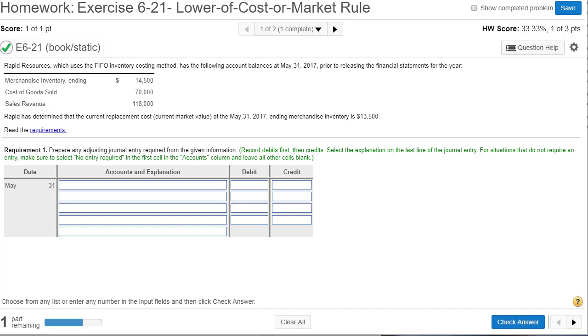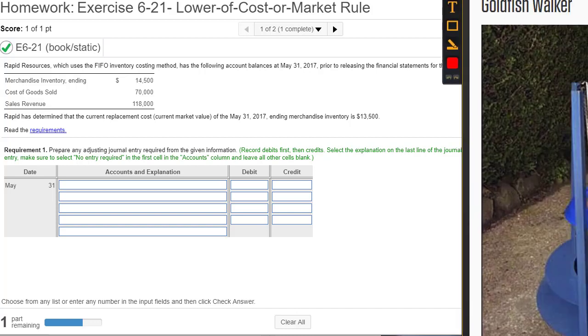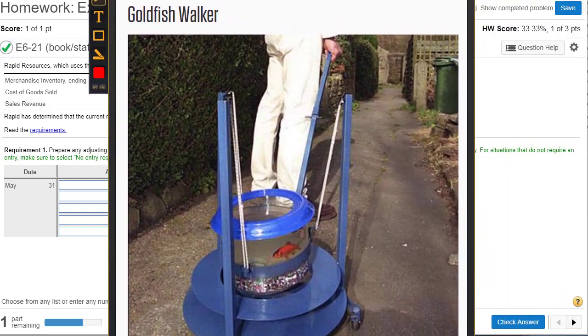Exercise 6-21. We're going to talk about the lower of cost or market rule for inventory. Let's say we're going to go into business and we plan to sell goldfish walkers. Yes, this is a real product, and no, it did not sell very well. The purpose of this is to put your goldfish in here and you take it for a walk. Who knows why no one wanted to buy it.